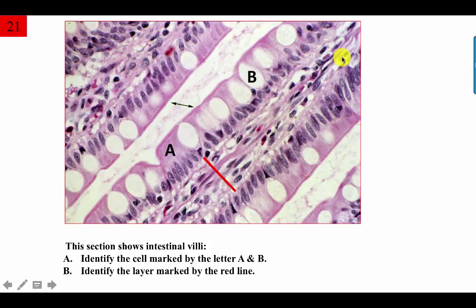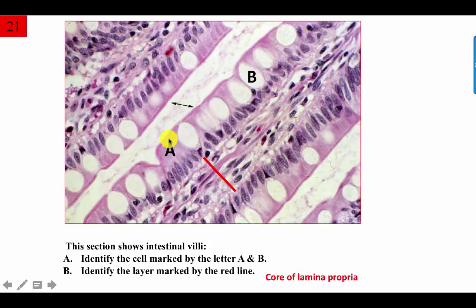Now this is a section also in the intestinal villus. Identify the cell A. It is the enterocyte or columnar absorbing cell. And this is the goblet cell. Identify A and B. Identify the layer marked by the red line. It is the core of lamina propria inside the villus.